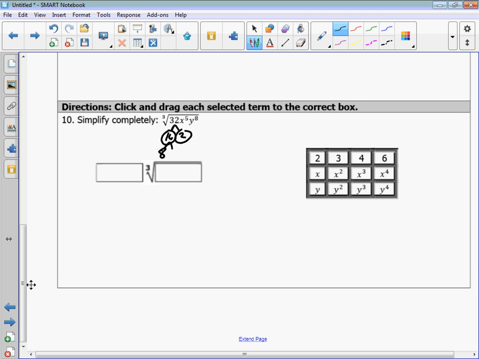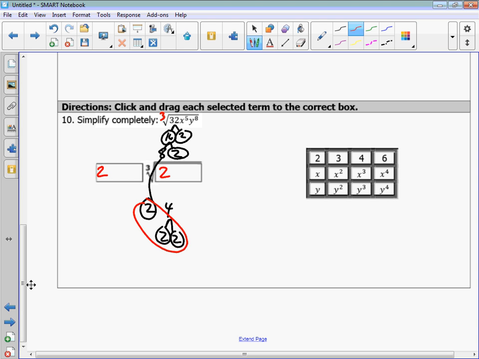2 and 4. 2 and 2. It is a cube root, so I need groups of 3. 3 2's, that'll come out. There's 2 left over, so it stays underneath with the box. And then there is x to the 5th. Cube root of x to the 5th is x on the outside, x squared on the inside.